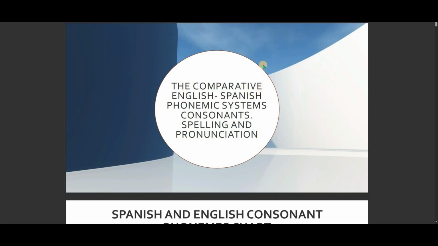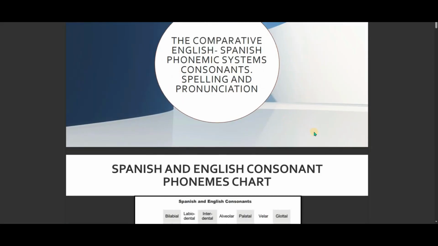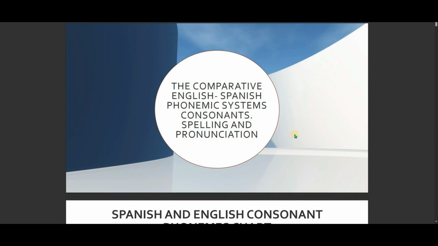Alrighty, guys. So, this will be our last but not least topic of our course for this semester, and we'll be looking at the comparative English and Spanish phonemic systems, consonants, spelling, and pronunciation. We're just going to be looking at some comparison of some consonants, the most used in Spanish and in English, so that way we understand a little bit better about them.